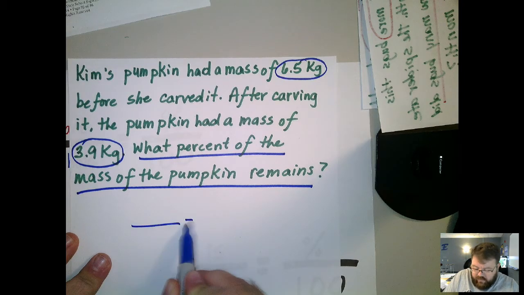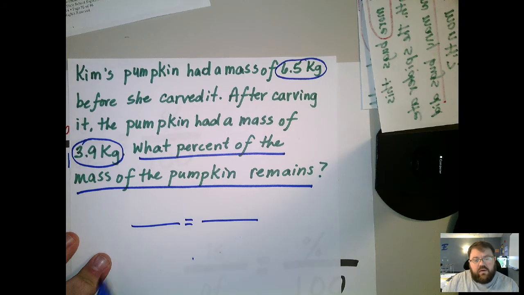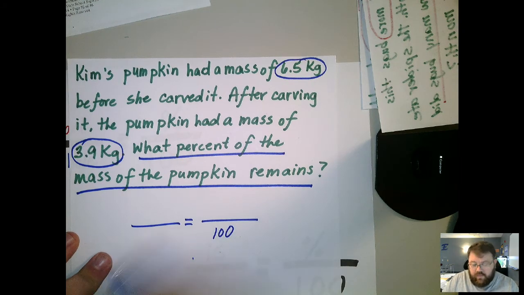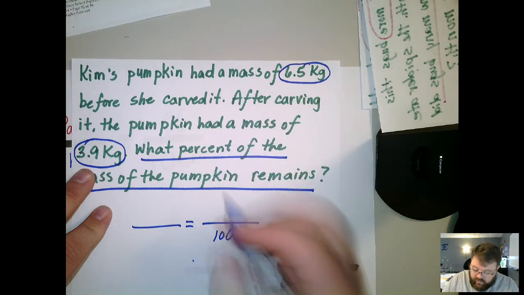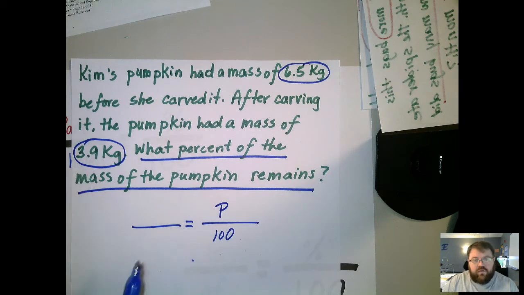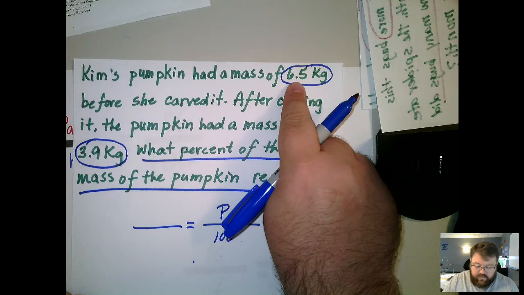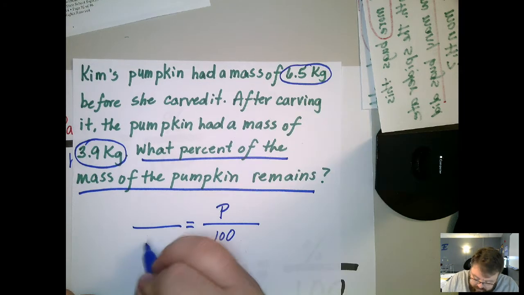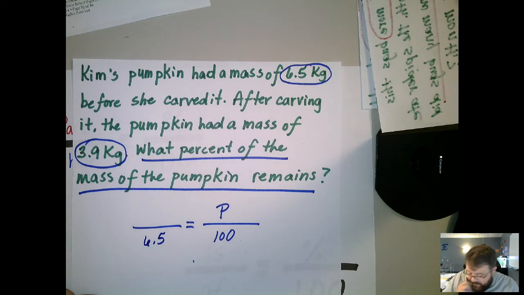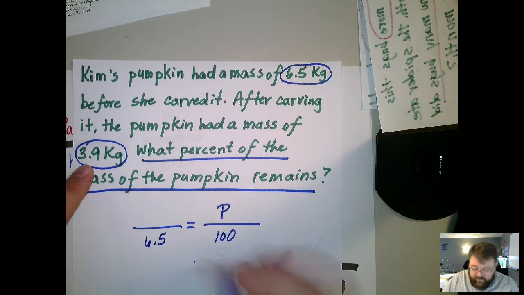So we're going to start off with line equals line. We know that the 100 should go here. Do I have a percent? I do not. Therefore, you should know that's where your variable is going to go. 6.5 is that the part or the whole pumpkin? That's the whole pumpkin. 3.9 is going to be the part.